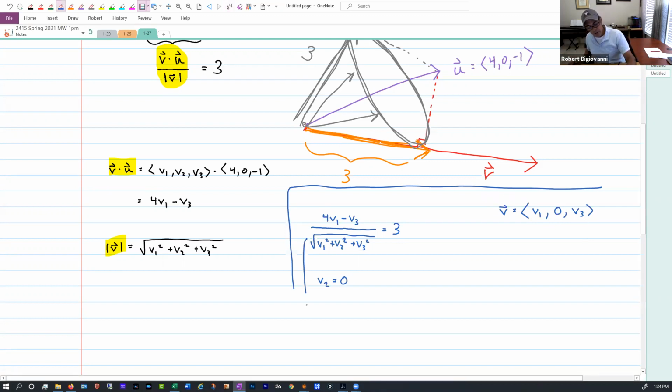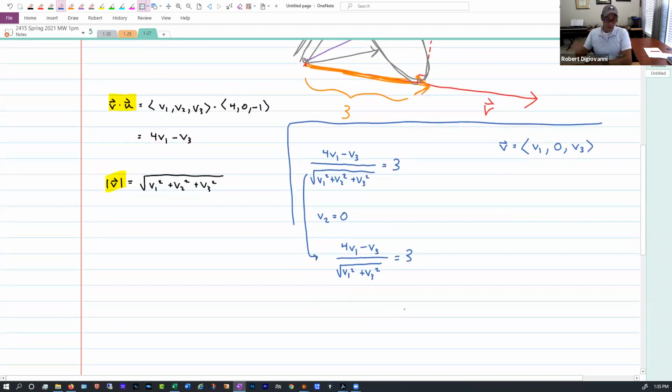So what happens to this equation if I let V2 be 0? Well, it becomes 4V1 minus V3 over the square root of V1 squared, there's no V2, plus V3 squared equals 3. All right, well, I still have one equation with two unknowns, right? So I need to fix something for either V1 or V3, try and lock something in. So anyone have a suggestion?